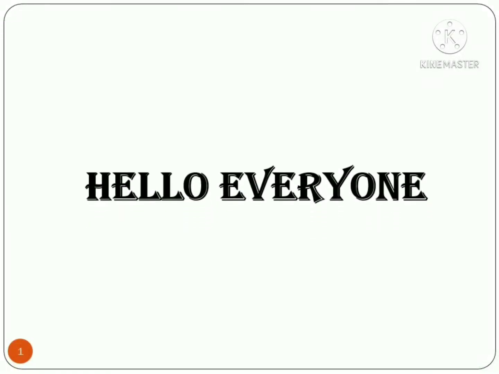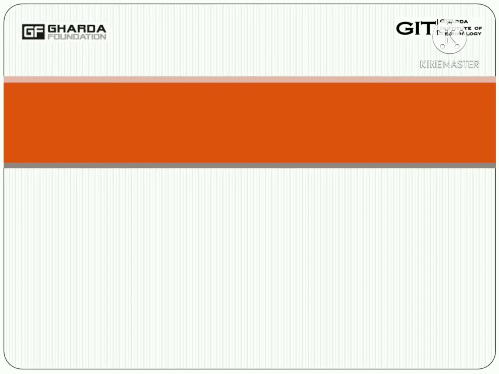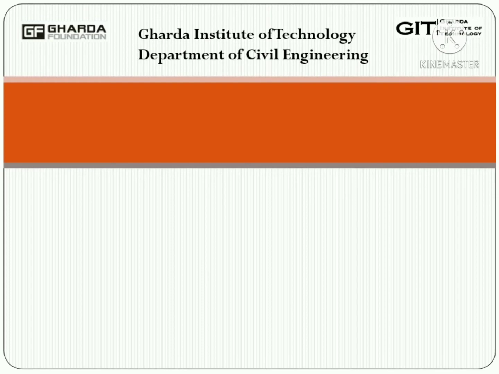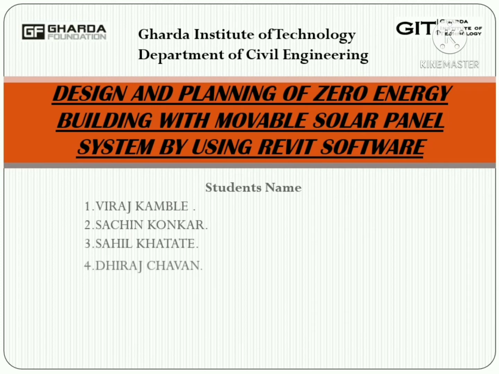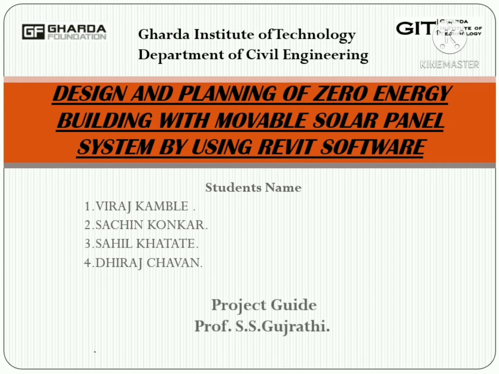Hello everyone, myself Sachin Shamsundar Konkar from BE Civil in Gharda Institute of Technology. Our project title is Design and Planning of Zero Energy Public Building with Movable Solar Panel System by using Revit software. My group members are Viraj Kamble, Sahil Khatate and Dheeraj Chavan, and we perform this project under the guidance of Professor S.S.